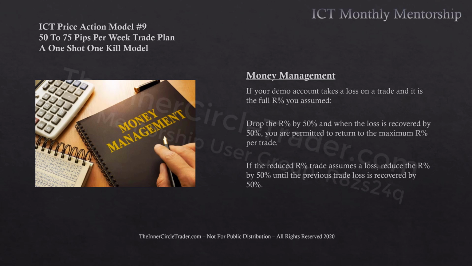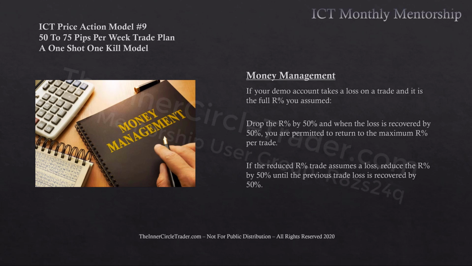If your demo account takes a loss on a trade and it is the full R% you assumed, drop the R% by 50%, and when the loss is recovered by 50%, you are permitted to return to the maximum R% per trade. In this example, say you took the full loss of $100. The next trade, you have to use leverage that allows you to only risk $50. If that trade allows you to make $25 back, that will allow you to go back to that full $100 risk.